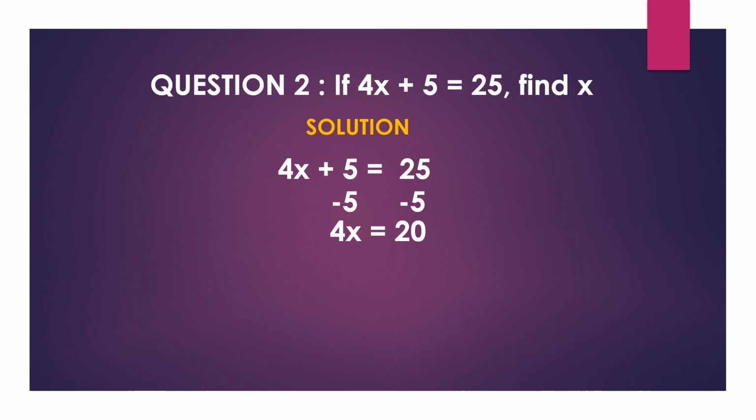X is not alone. Remember, the unknown must be alone at the left hand side. So for x to be alone, we'll divide both sides by the coefficient of x, that is the number in front of x, which is 4. So divide 4x by 4 and 20 by 4. Now, when we divide 4x by 4, we have x, then 20 divided by 4, we have 5. So x is equals to 5. Let's go to the next question.